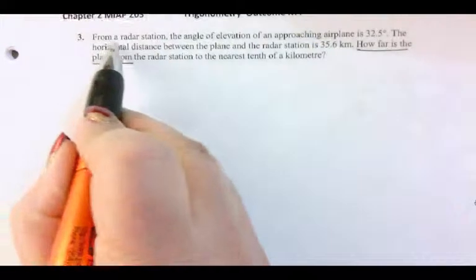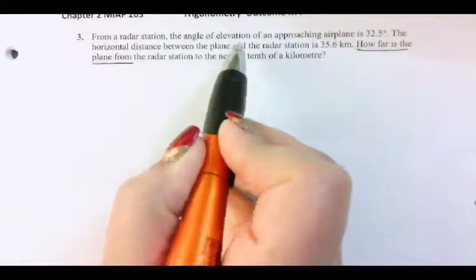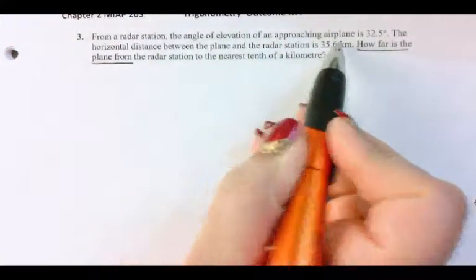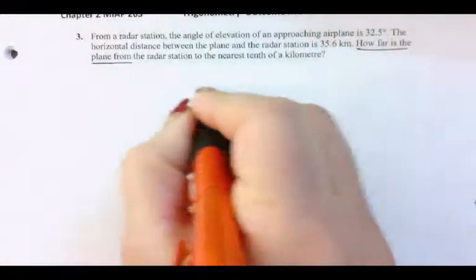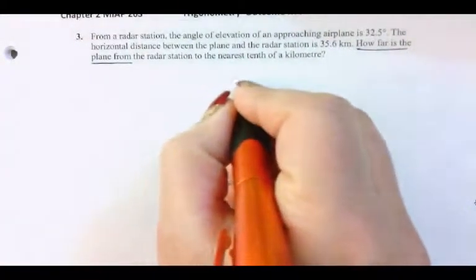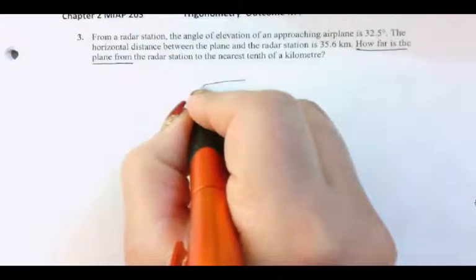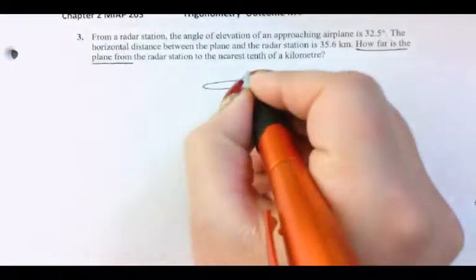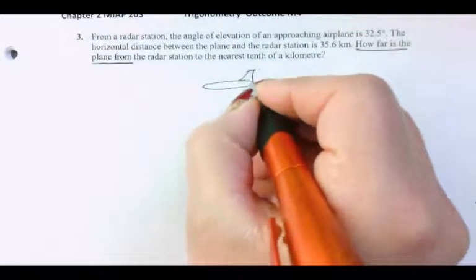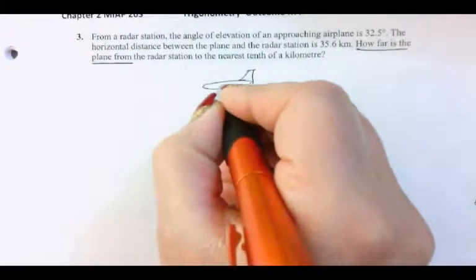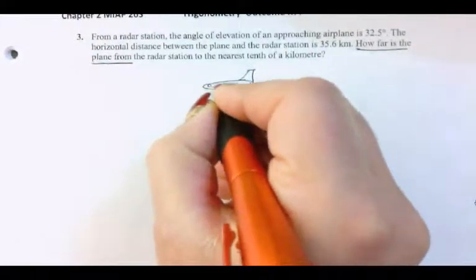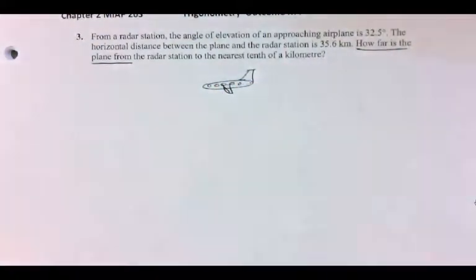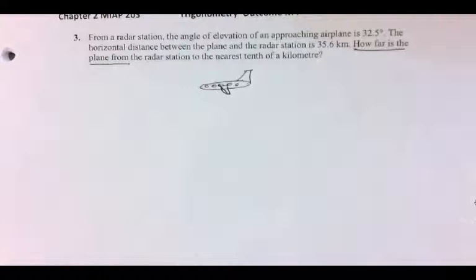So it's saying, from a radar station, the angle of elevation of an approaching airplane is 32.5. Okay, so I've got an airplane here. This is me trying to draw an airplane, which doesn't always work, I've been practicing. Okay, I haven't been practicing that well. That's my plane. Good enough?